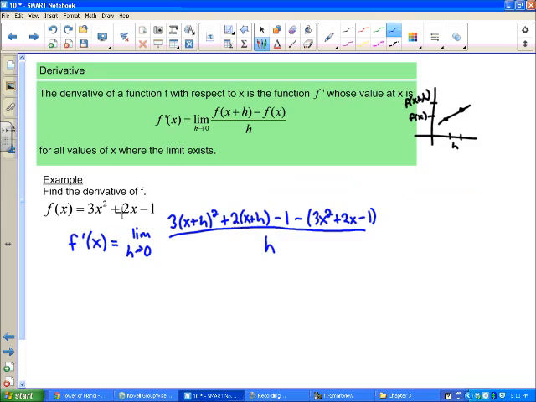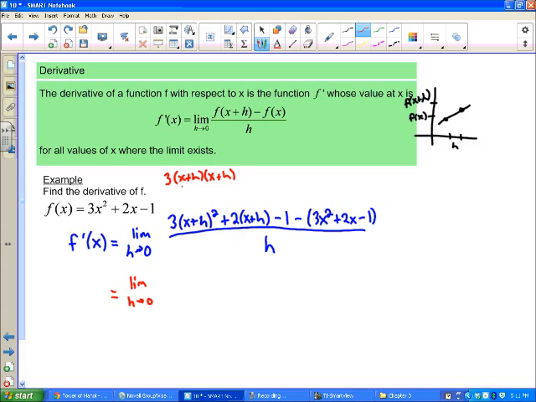So in order for us to be able to find the derivative of this function, we have to be able to simplify this top so that somehow we cancel out the h. And that's going to be basically the trick to using this limit definition of a derivative. So let's see what we can do. We want to FOIL x plus h, because it's squared.